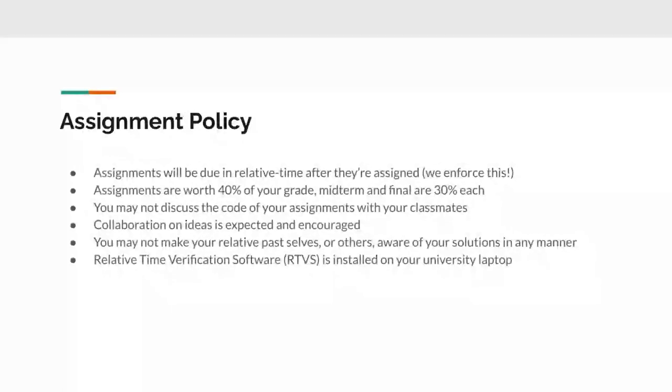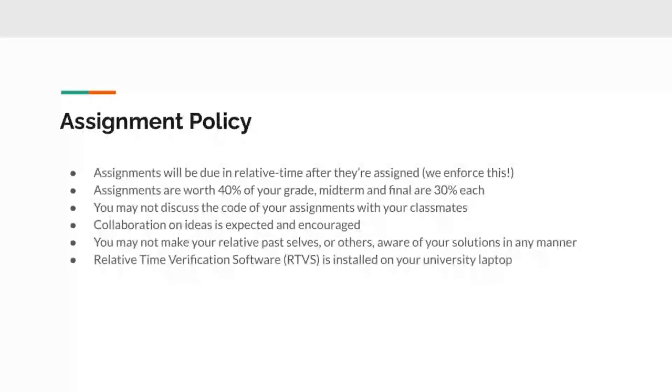The assignment policy is that assignments will be due in relative time after they're assigned. So that means that once you get the assignment handed to you, you will have a week of your time to do it. It doesn't mean that you can time travel back a week and reset your timer. It's relative time. We enforce this with various mechanisms. Assignments are worth 40% of your grade. Midterm and final are 30% each. We enforce it with carbon dating, aspect detection, just in case you try to mess with the carbon dating, and the relative time verification software on your university laptop.